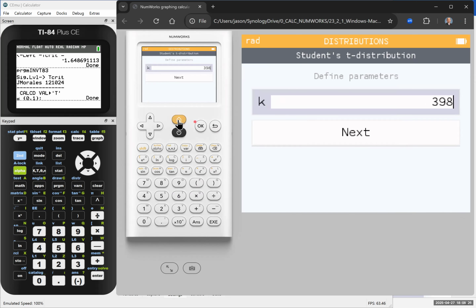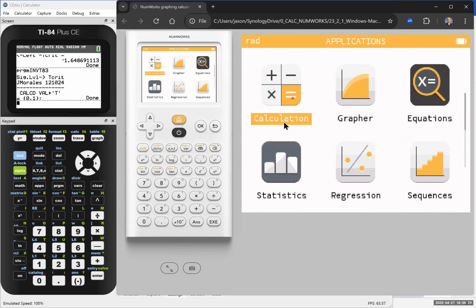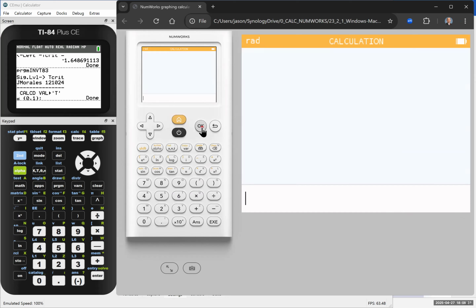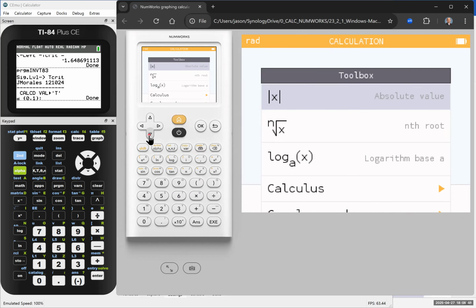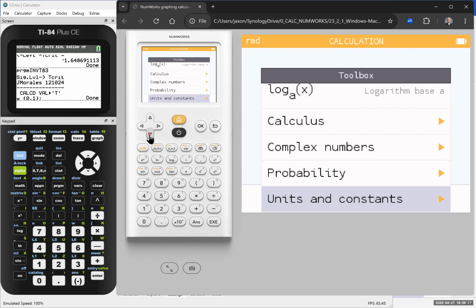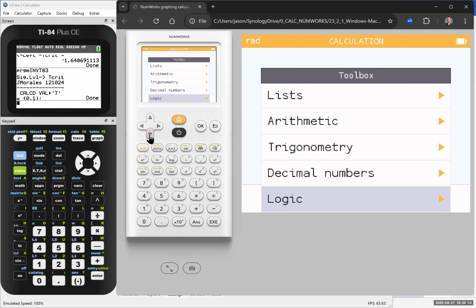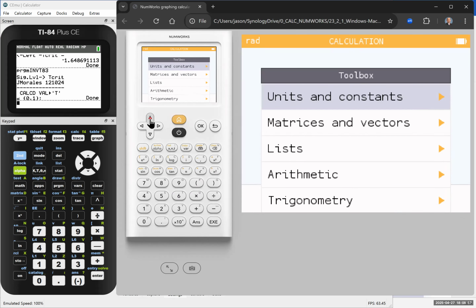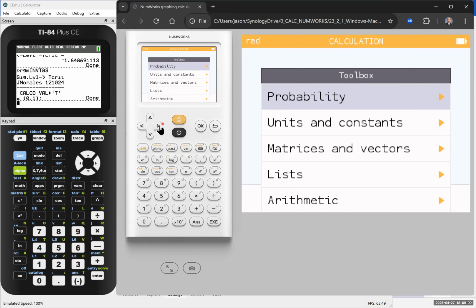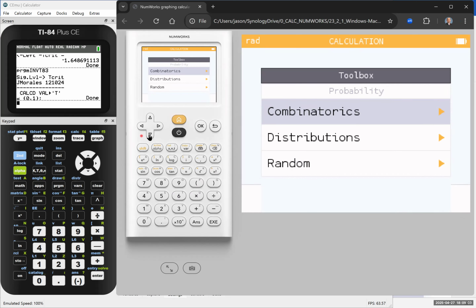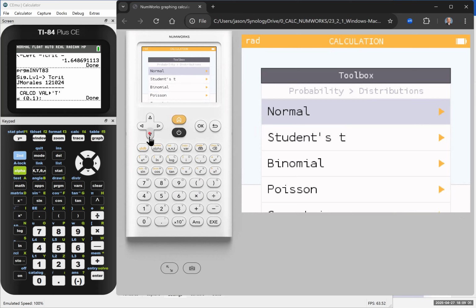To get around this, we need to go back home, go up to the calculation app, and now we need to go to the toolbox. The toolbox is the second from the top button here on the main keypad. There's a picture of a little toolbox, and it also has the word paste in orange. If you click that, I think it's going to be probability we want to use. So we go to the probability set of tools. You can go to distributions, Student's t.